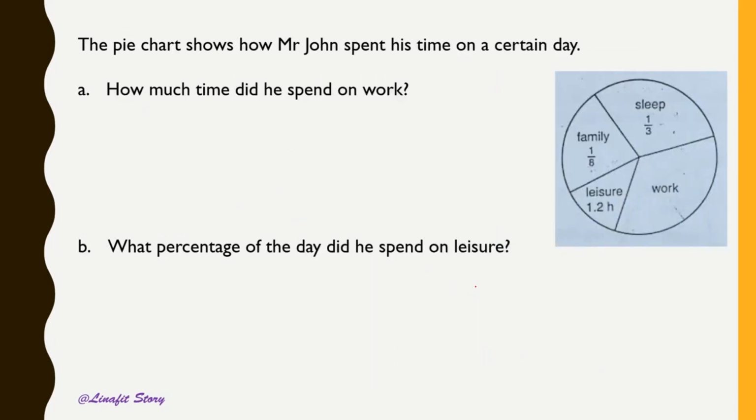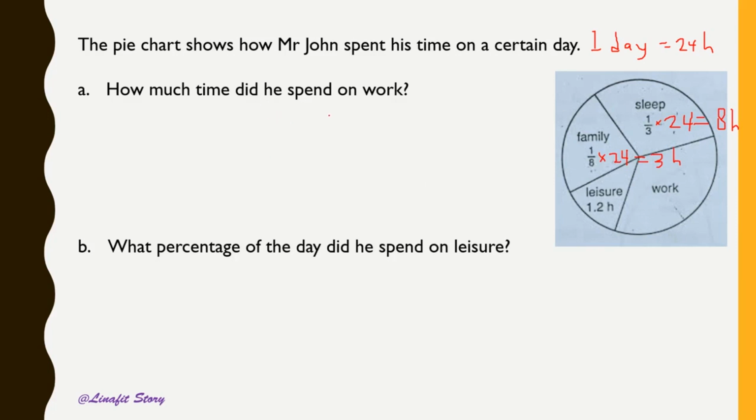The pie chart shows how Mr. Jones spent his time on a certain day. Question A. How much time did he spend on work? Remember that a day is 24 hours. So how much time did he spend on sleep? 1 out of 3 times 24 equals 8 hours. How much time did he spend on family? 1 out of 8 times 24 equals 3 hours.